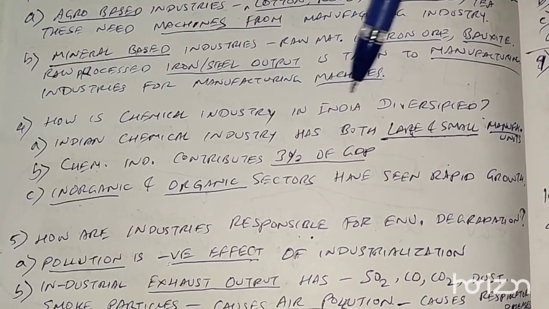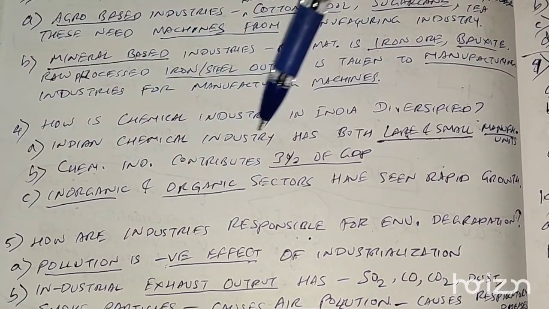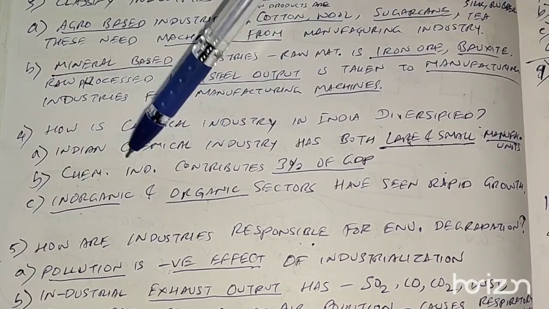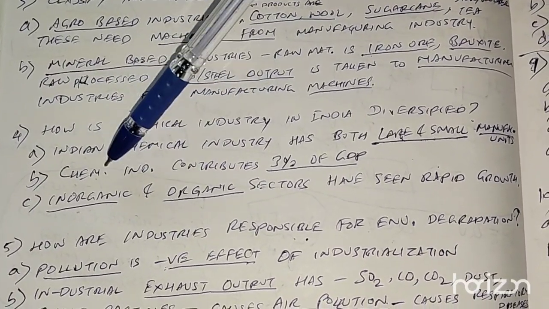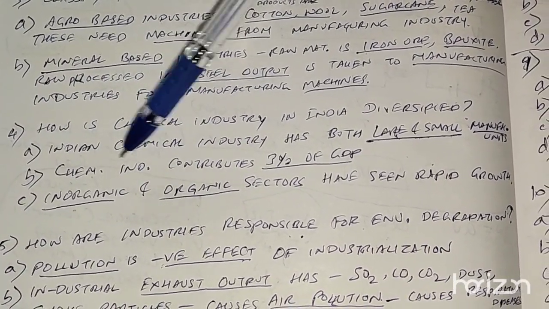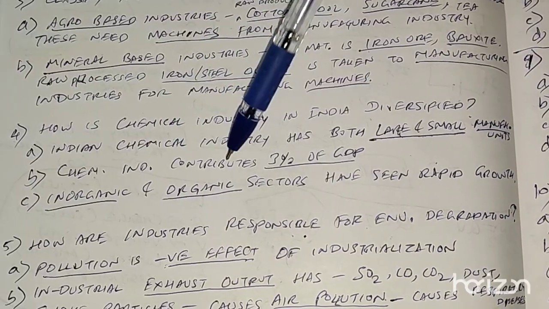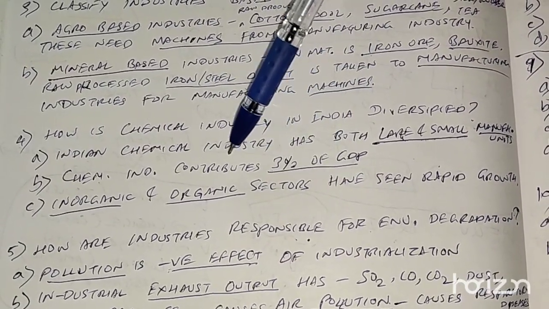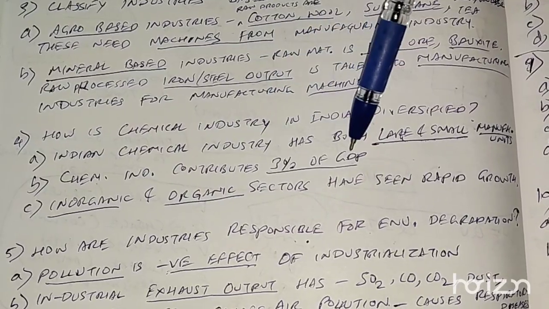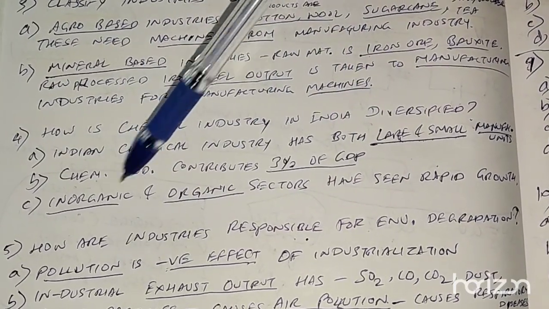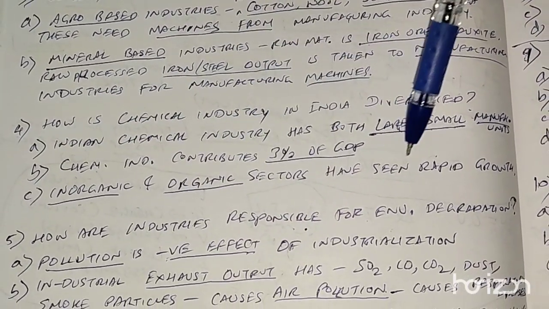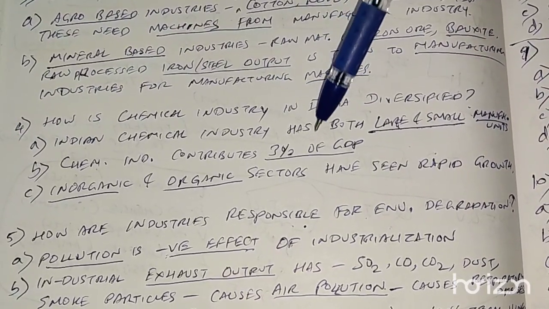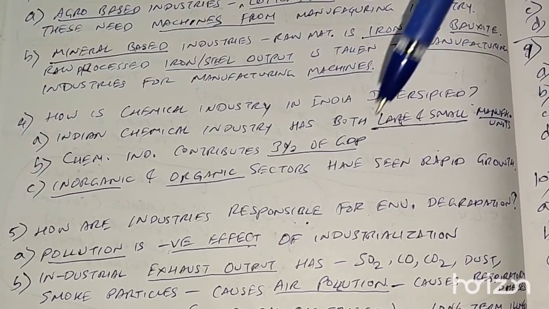How is the chemical industry in India diversified? The Indian chemical industry has both large and small manufacturing units. The chemical industry contributes 3% of our GDP. Inorganic and organic sectors have seen rapid growth. So this is how the Indian chemical industry is diversified.